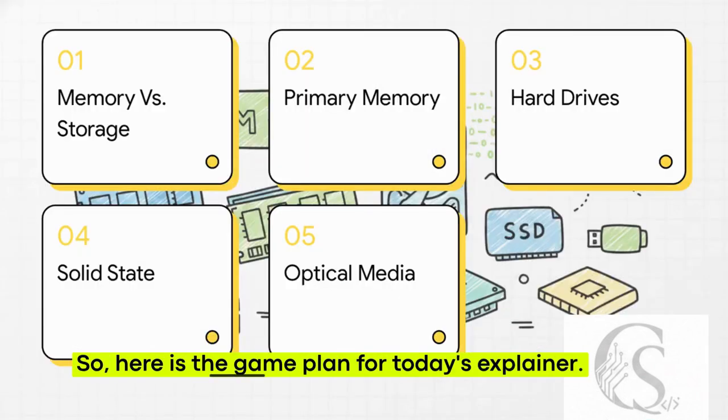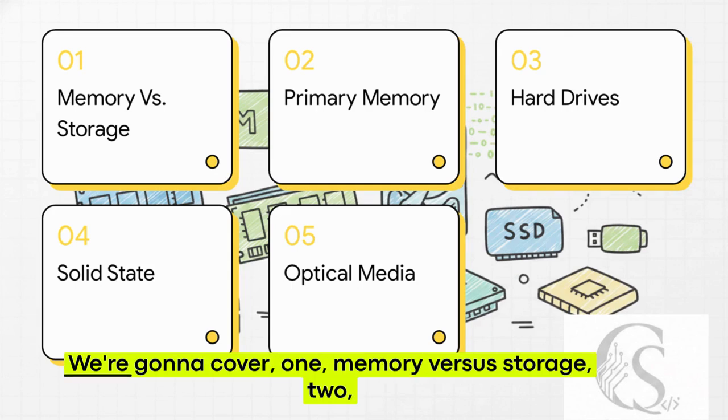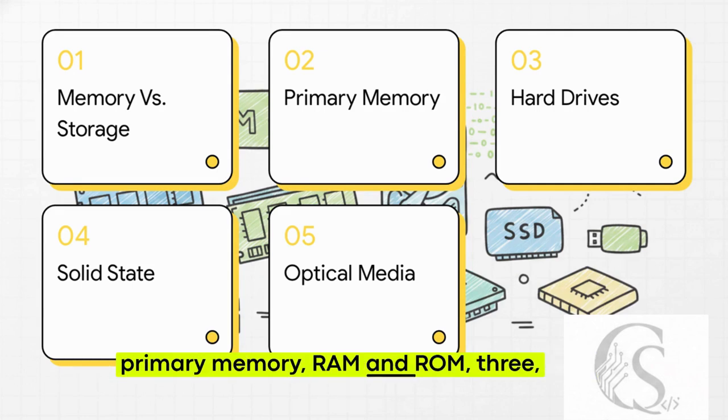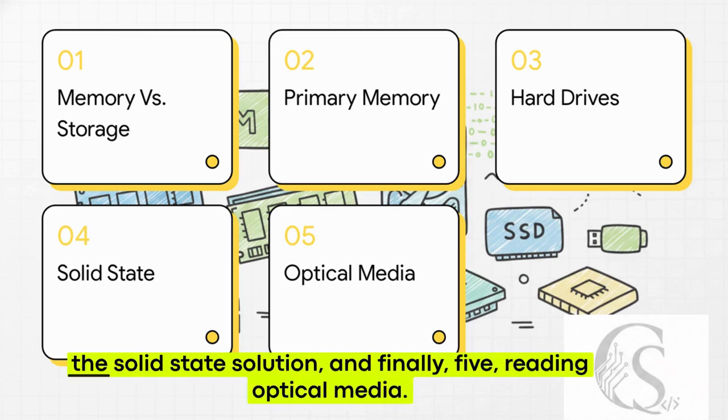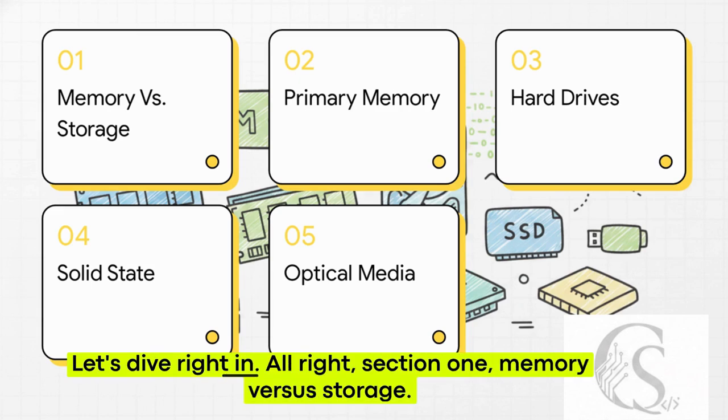So, here is the game plan for today's explainer. We're going to cover 1. Memory versus storage. 2. Primary memory, RAM and ROM. 3. Hard drives and magnetic storage. 4. The solid-state solution. And finally, 5. Reading optical media. Let's dive right in.